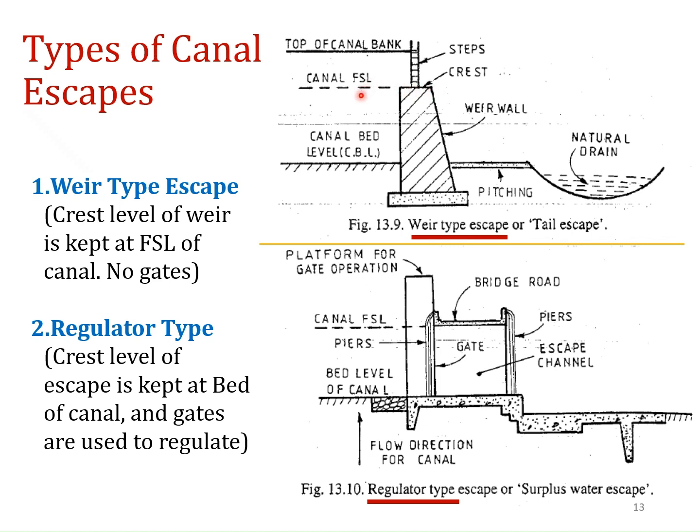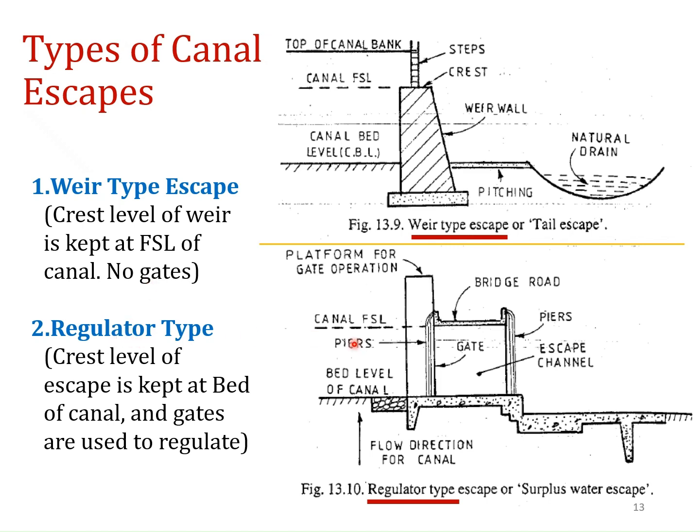Now, if the water level in the canal goes above the full supply level, what will happen? It will automatically start moving outside the canal. Okay, the water will go outside the canal, fall here, and go to the natural drain. Okay, there are no gates here, nothing. It's just open, and you will see that the water automatically, nobody has to come and open the gate, nothing. It just goes above the crest of the weir automatically. Okay, crest level of the weir is kept at full supply level and no gates.